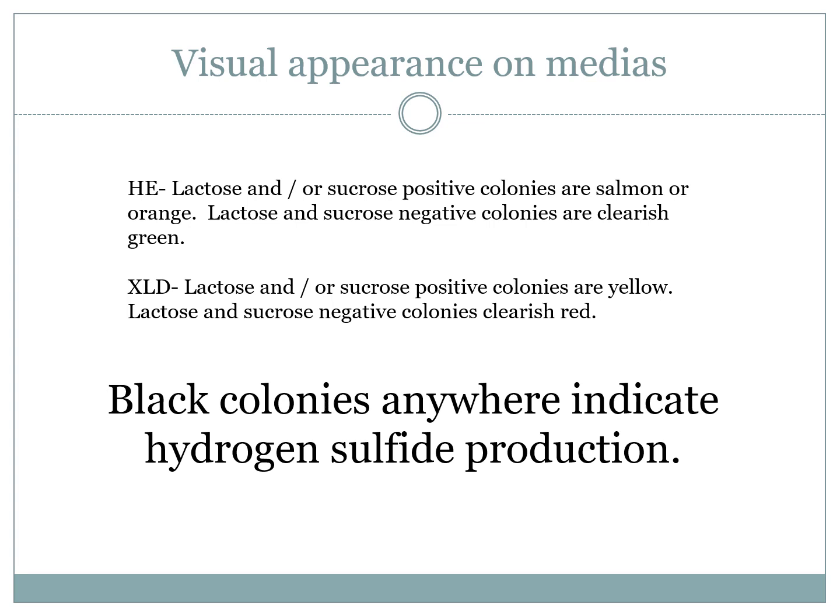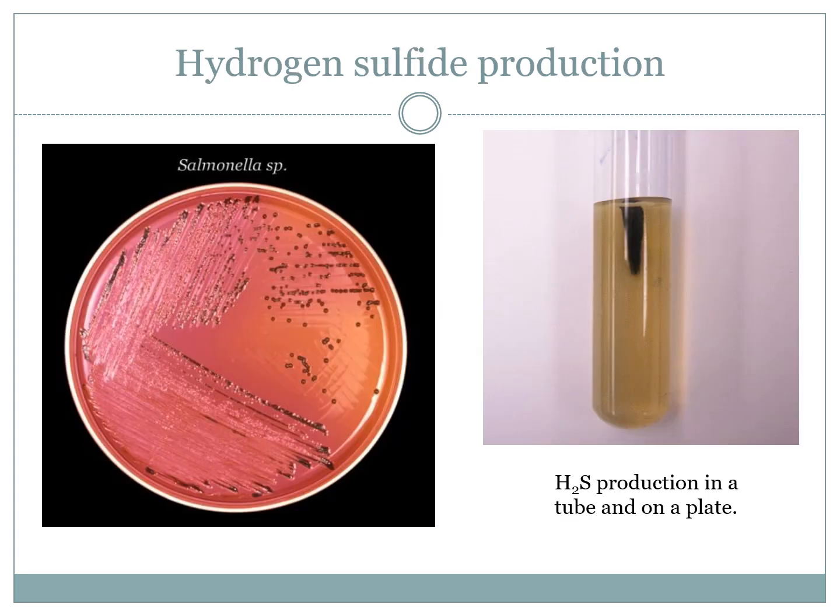If you have organisms that are lactose or sucrose positive on XLD, those colonies will be yellow. If they are hydrogen sulfide producers, you will get a black dot in the center of those colonies as well. So let's take a look at this on the next slide. Some medias are very sensitive to H2S production and others are not as sensitive. As you can see here on the XLD plate, the salmonella is lactose and sucrose negative, so the colonies are clear red, but there's also a black dot in those isolated colonies too, indicating that they're H2S positive.